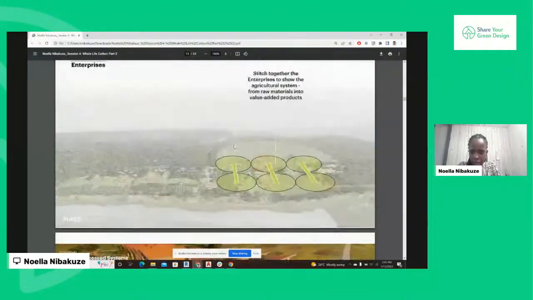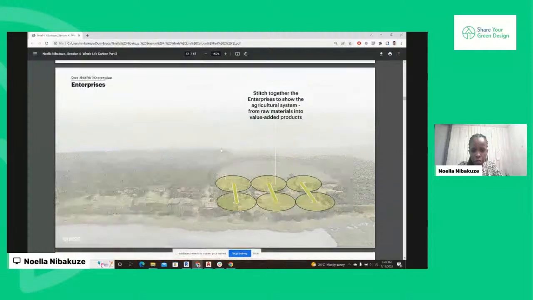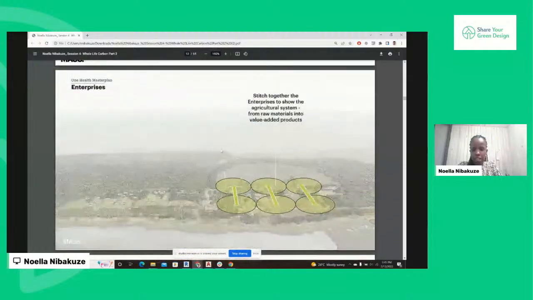Then the second part, the second scale, the enterprises or the classrooms are on the eastern side of the campus, connecting to each other. I think we realized that most of the time, especially the young people, don't think agriculture is a proper career. They don't value it as it should be. So we try to showcase agriculture in this building, and this is why they are elongated on this side.